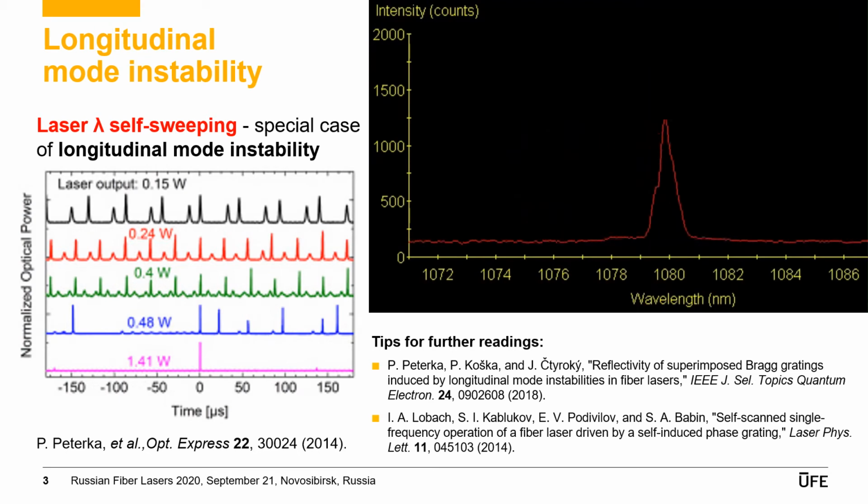Longitudinal mode instability is also a pulse regime. But in contrast to the mode-locked regime with ultra-short pulses, here we have long pulses, typically on microsecond scale. See the oscilloscope traces here. But with higher pump power, the pulses may evolve into a chaotic train of nanosecond pulses with kilowatt peak power.